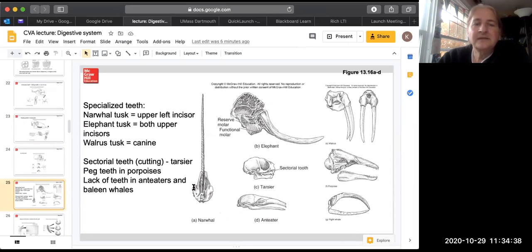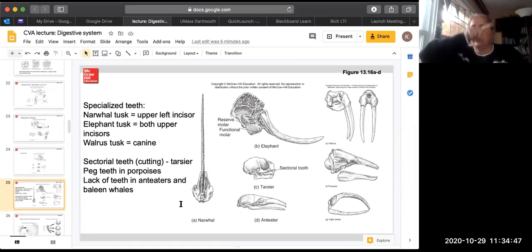Here are some specializations. A narwhal tusk is an upper left incisor, rarely a right incisor. So this narwhal horn is actually a spirally forming upper left incisor, just one side. We talked about the elephant tusks already. Those are both upper incisors. The walrus tusk is a canine, so a different tooth, right?